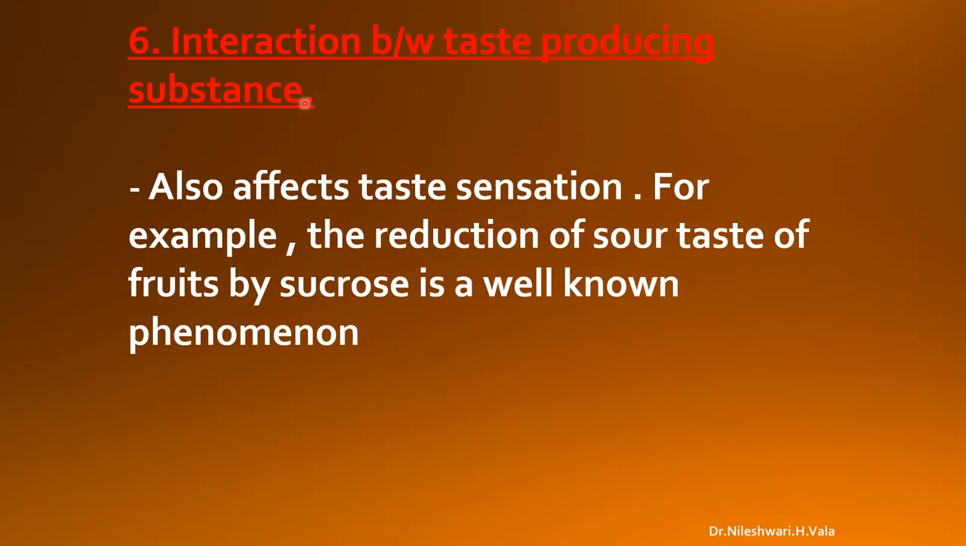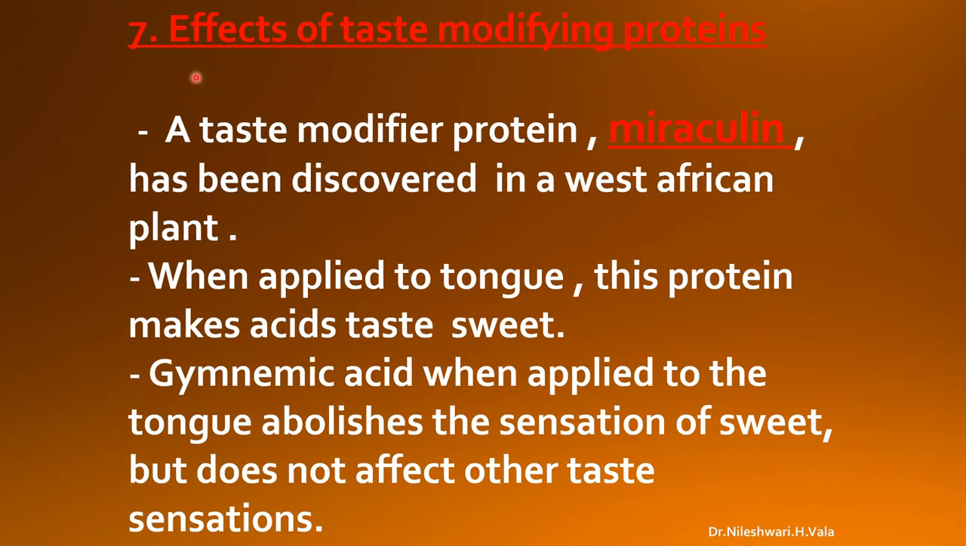Then, interaction between the taste producing substances. It also affects the taste sensation. For example, reduction of the sour taste of fruit by sucrose is a well-known phenomenon. Then, effects of taste modifying proteins. A taste modifier protein known as miraculin has been discovered in a West African plant. When applied to the tongue, this protein makes the acid taste sweet. Gymnemic acid, when applied to the tongue, abolishes the sensation of sweet but does not affect the other taste sensations.